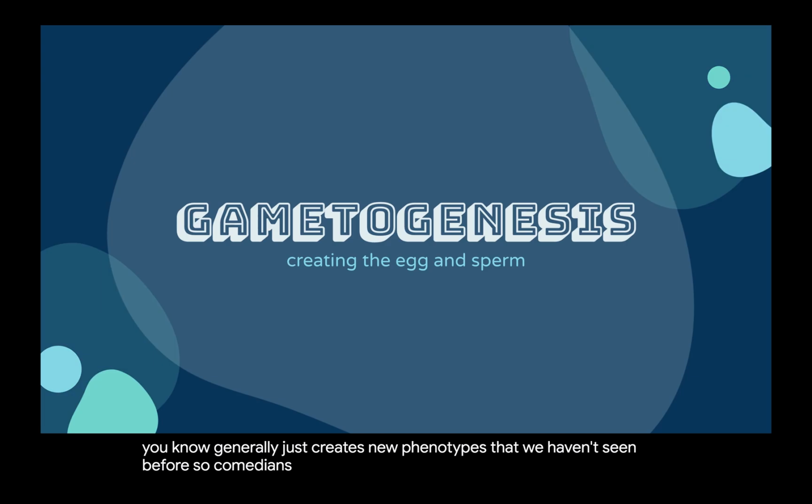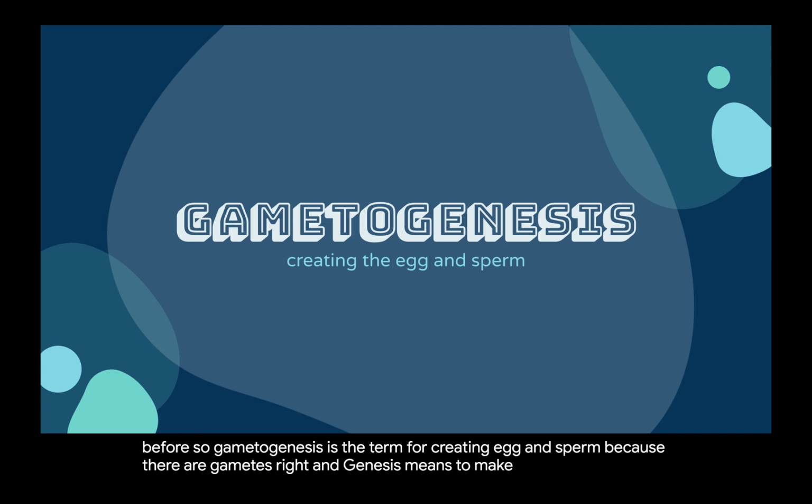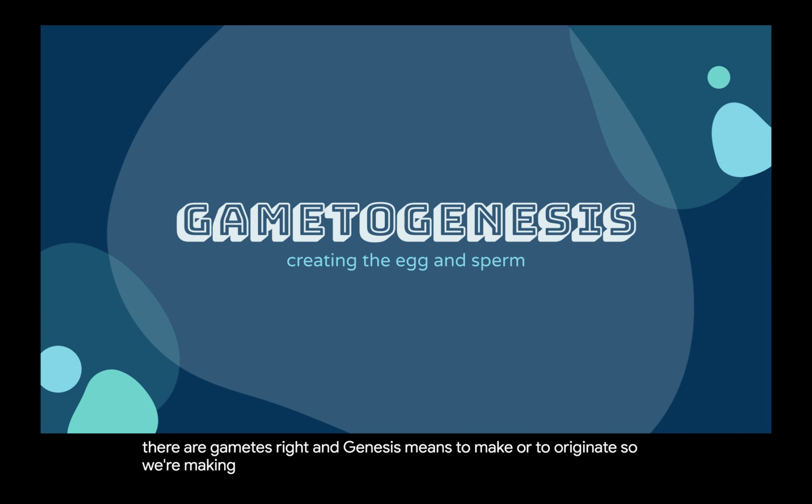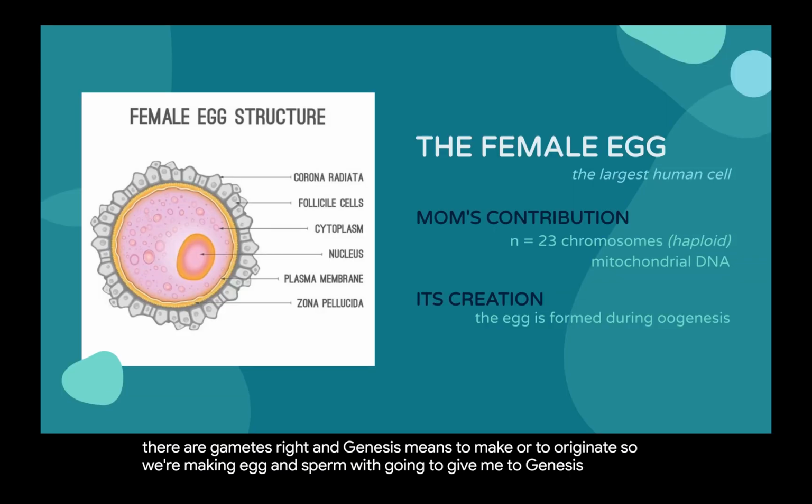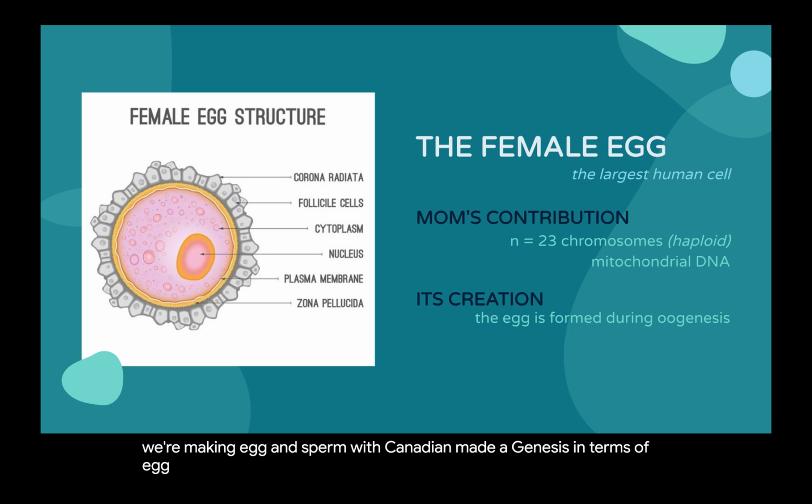So gametogenesis is the term for creating egg and sperm, because they are gametes, right? And genesis means to make or to originate. So we're making egg and sperm with gametogenesis. In terms of egg, it's a really, really big cell. It's literally the largest human cell in the body.